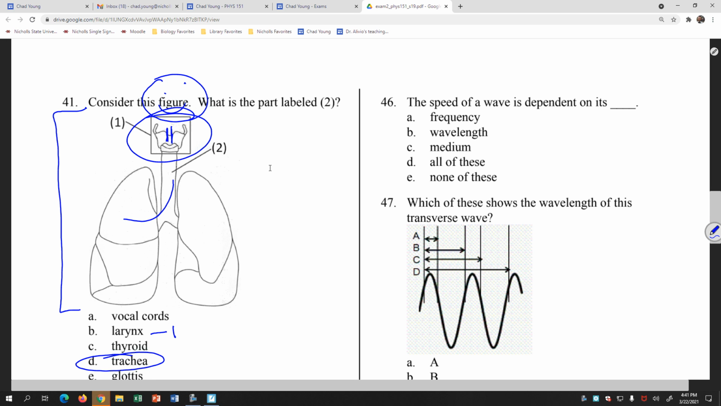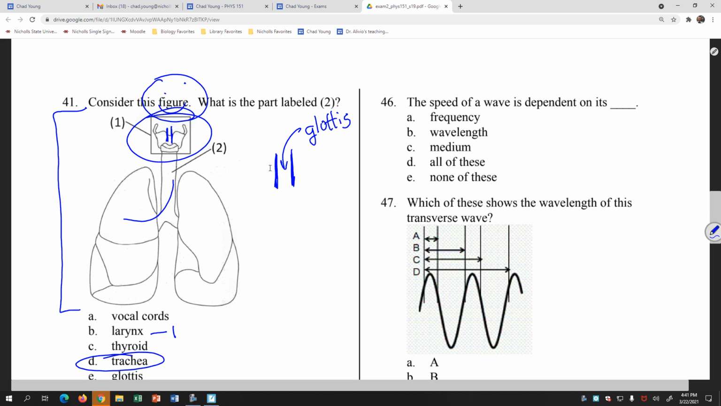The thyroid, that's not something we talked about. The glottis, remember, is, if these are my vocal cords, the space in between the vocal cords. When do you have an open glottis? There are 2 instances when you have your open glottis. It's when you're breathing. It's also when you're whispering.